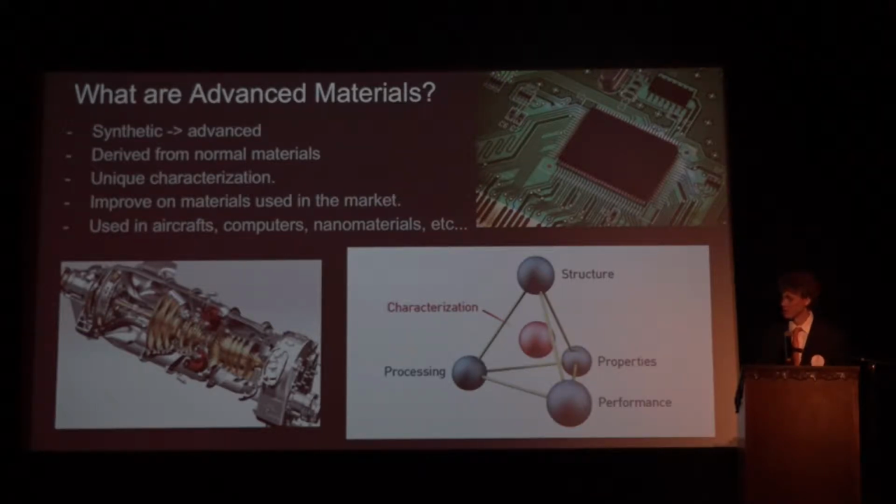So there are a lot of classes and different types of advanced materials, but they're used in things like airplane engines, semiconductors and computers, nanomaterials, which I don't really have time to go into. So they have a lot of unique properties. That is an airplane engine with turboconductors used in synthesized and advanced materials. This is kind of the structure that defines the characteristic of an advanced material.